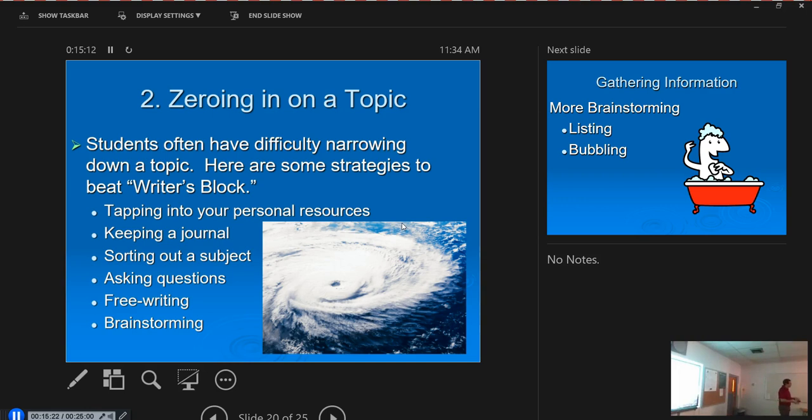Keeping a journal or a notebook on paper. If you have just a note page in your notebook, notes on social media essay, you can write down questions, you can write down ideas as they occur to you. If something strikes you in class, you can write it down.